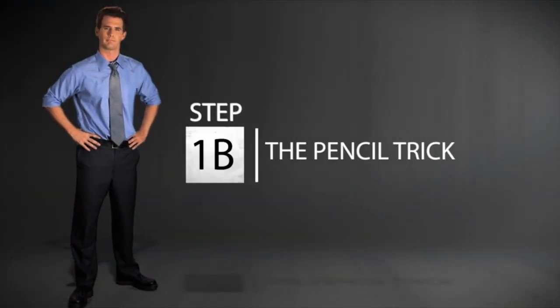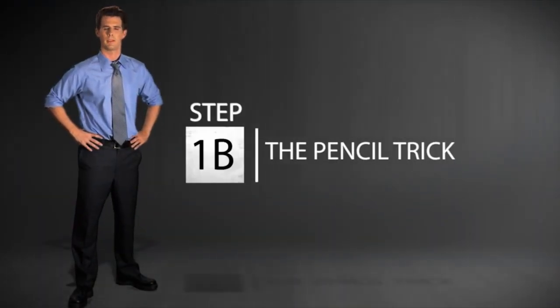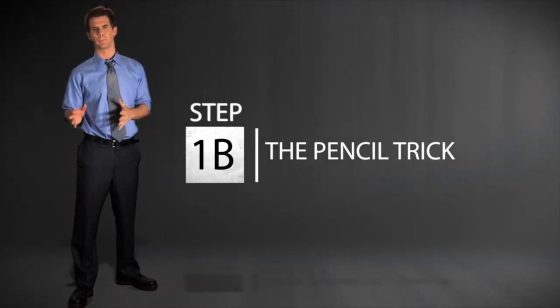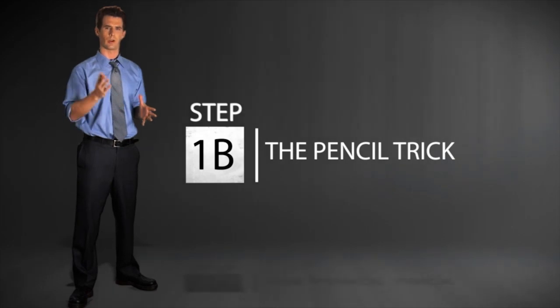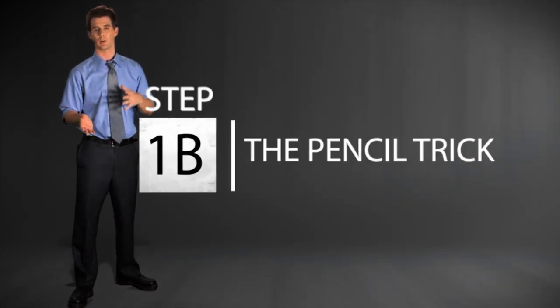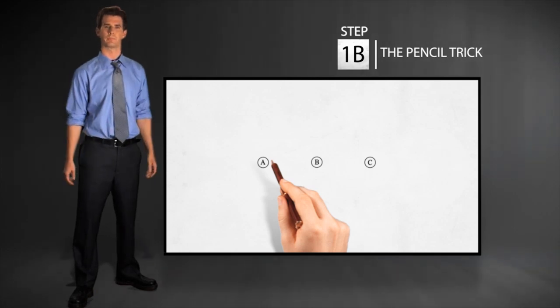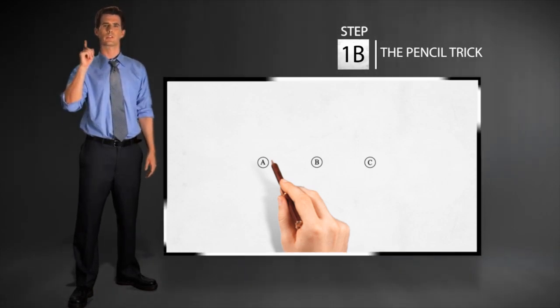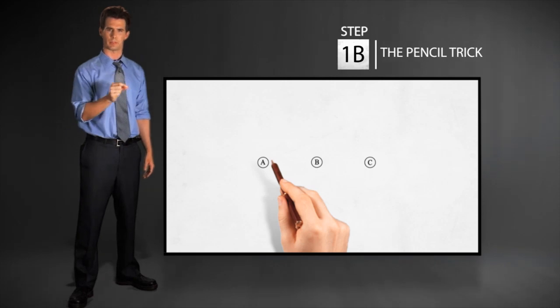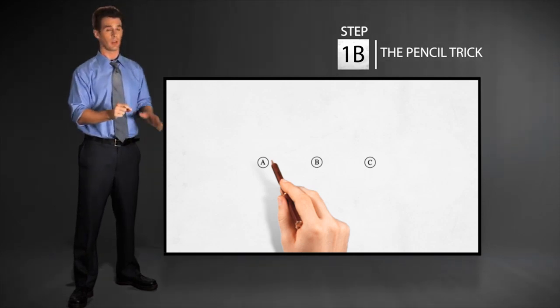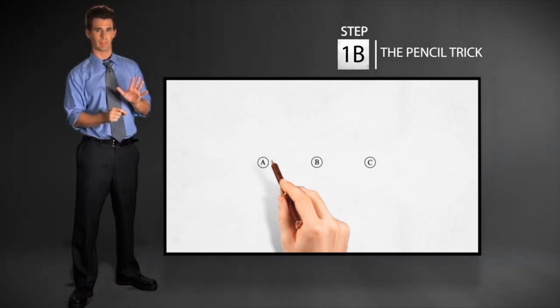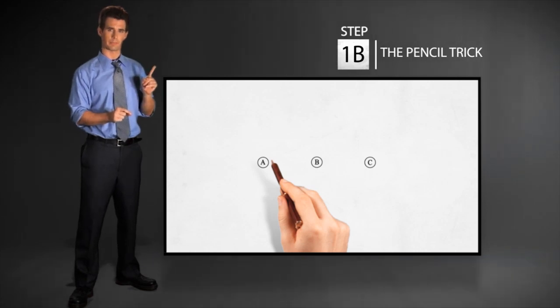The pencil trick. This is a little tip that you can use to help you remember which answer choices you thought were correct. Now, we talked about this tip in the photo section as well. When you listen to the first reply, put your pencil over that answer choice. Don't mark it yet. Then listen to the next reply.